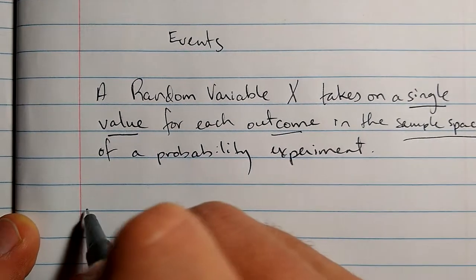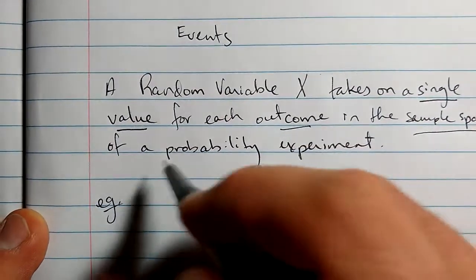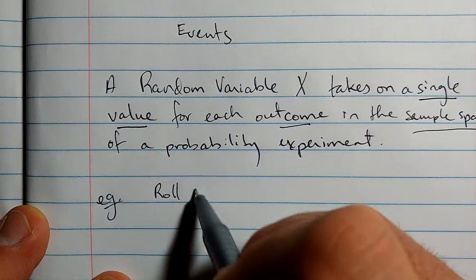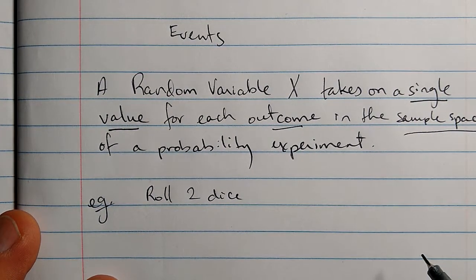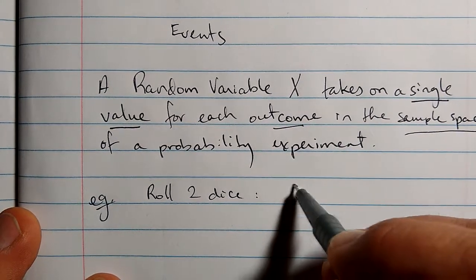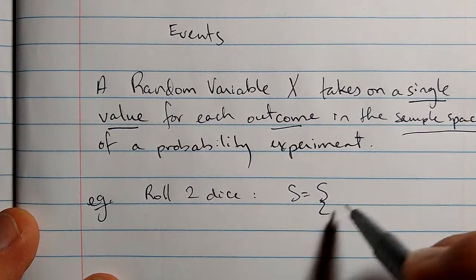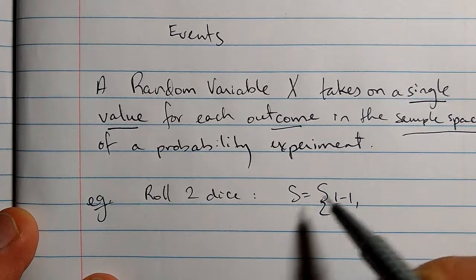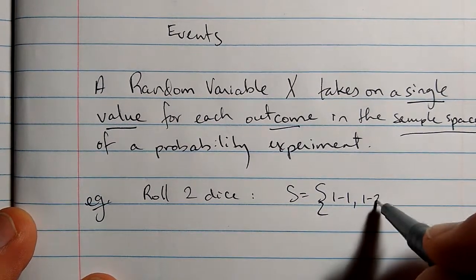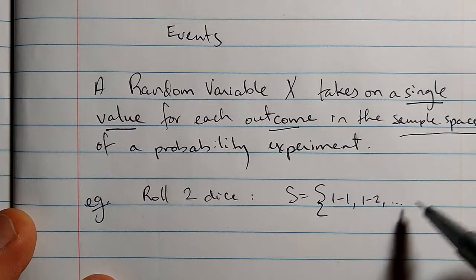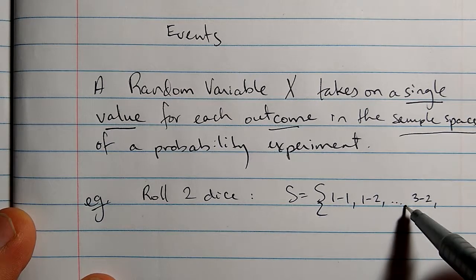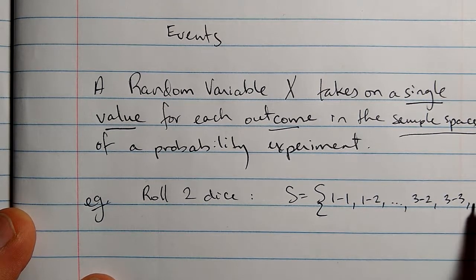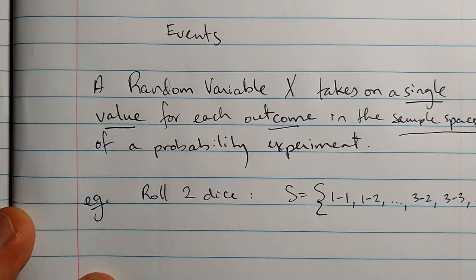So let's look at an example. This is an example we've probably already seen before. What if in your experiment, you roll two dice, two D6 dice. They have 6 sides, numbers 1 through 6. The sample space would look something like this. Might have 1, 1, which is 1 on the first die, 1 on the second die, then 1, 2, and so on, all the way up to, well, we'll put some of the middle ones in, like 3, 2, 3, 3, and so on, all the way up to 6, 6 at the very end.